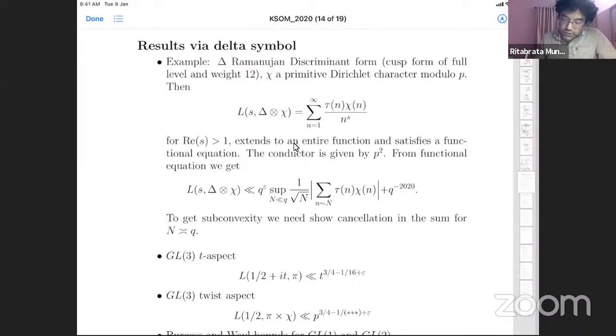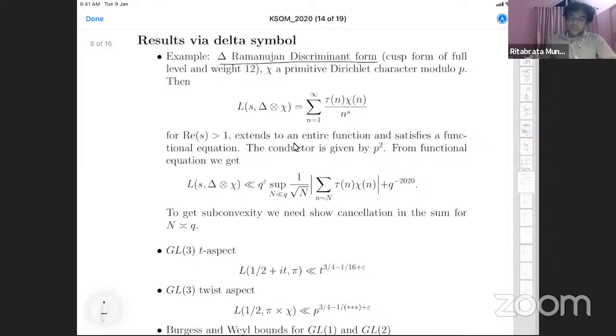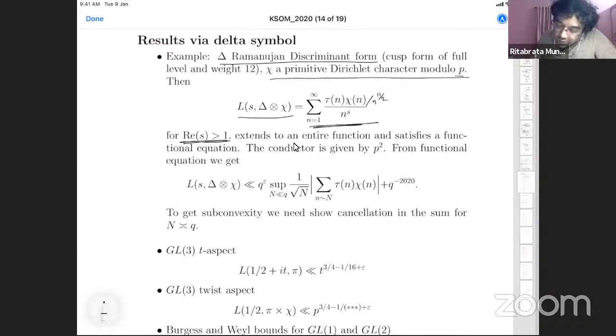Here is one concrete example just to see how we can apply the delta symbol to deal with subconvexity. Suppose I take Delta to be the Ramanujan discriminant form, which everyone knows about. It's a cusp form of full level and weight 12, and let chi be a primitive Dirichlet character modulo p. I'm looking at the L-function L(s, Delta twisted by chi), which for real part of s greater than 1 is given by this Dirichlet series. Tau(n) is Ramanujan's tau function. Sorry, I should divide by n to the power 11/2, because tau(n) is of size n to the power 11/2. I have to look at the normalized Fourier coefficient; my center is always at 1/2.